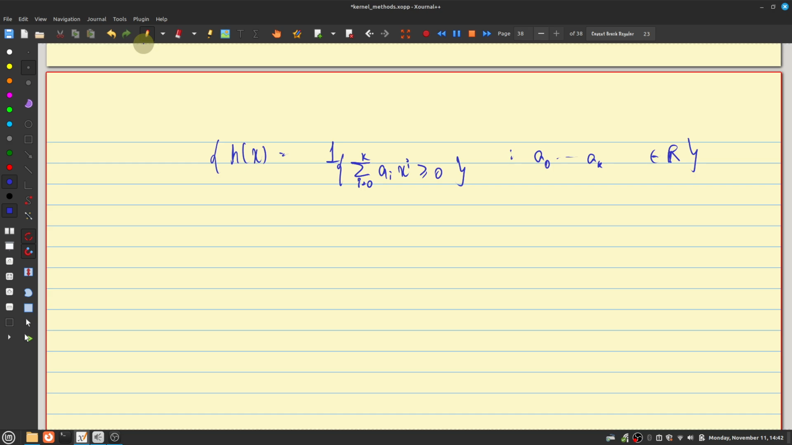Can you express this as a linear classifier? Or can you view this as a linear classifier? K is fixed. Correct. So basically, I could view this as h of x equal to the indicator function of a transpose times the following vector, which is 1, x, x squared, all the way up to x to the power k, greater than or equal to 0.